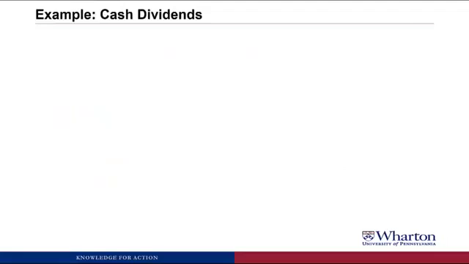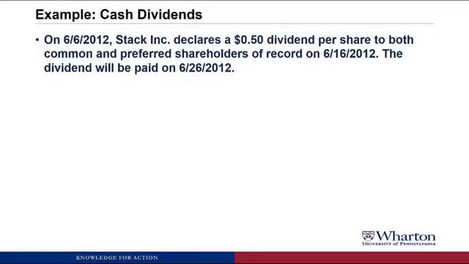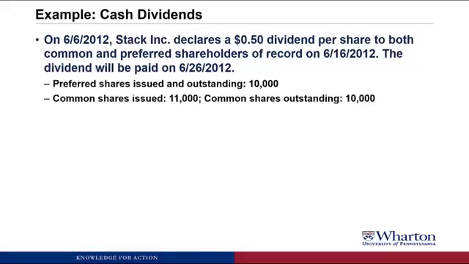So let's take a look at an example of paying cash dividends and how we treat all these different dates. On June 6th, Stack Incorporated declares a 50-cent dividend per share to both common and preferred shareholders of record on June 16th, 2012. The dividend will be paid in cash on June 26th, 2012. Just as a reminder from the last video, preferred shares, we have 10,000 issued and 10,000 outstanding. For common shares, we have 11,000 issued and 10,000 outstanding. So I'll throw up the pause sign, and why don't you take a crack at doing this journal entry?